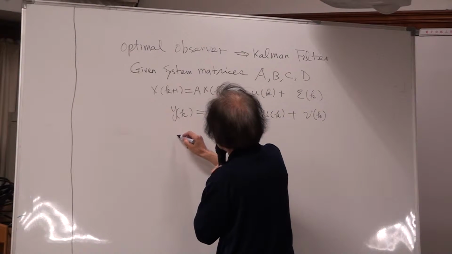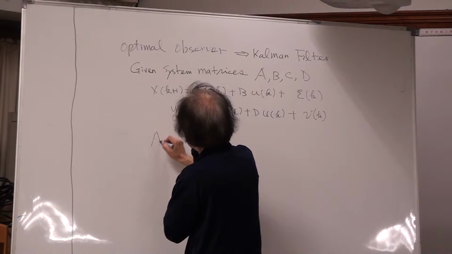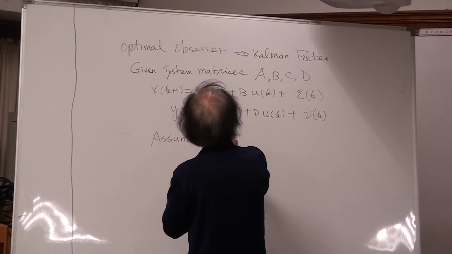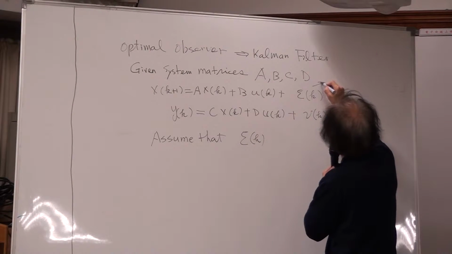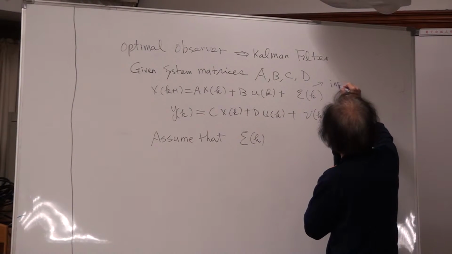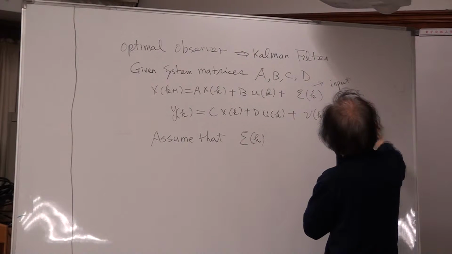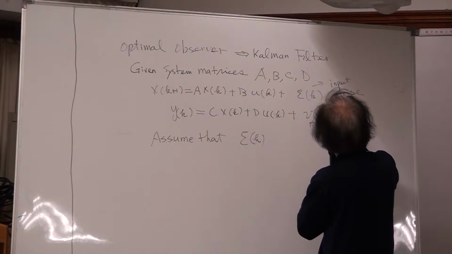Assume that this input W K is what we call the input noise. Sometimes people call it the process noise, or state noise, and this is called output noise.